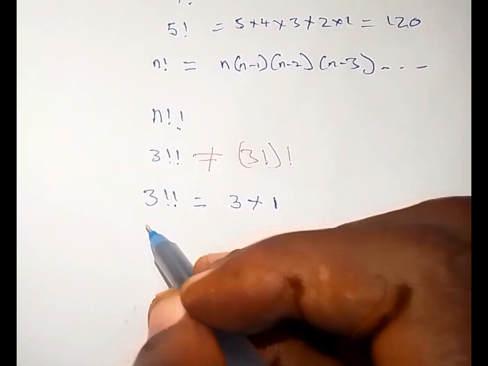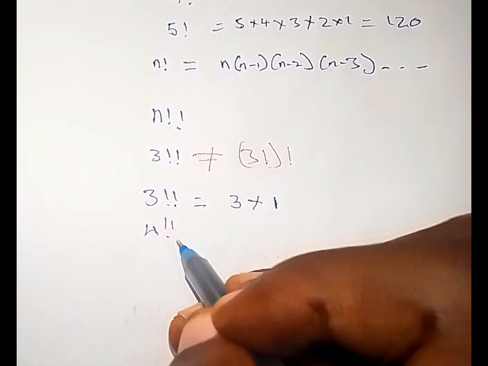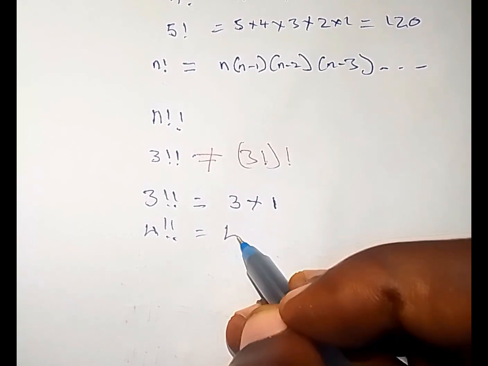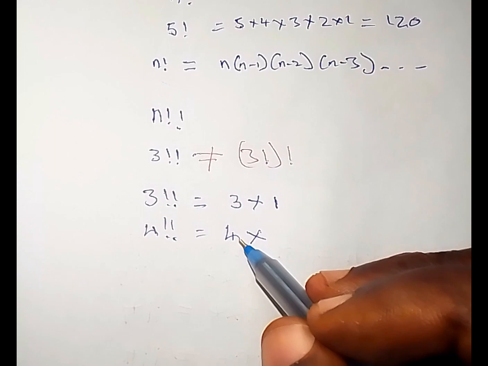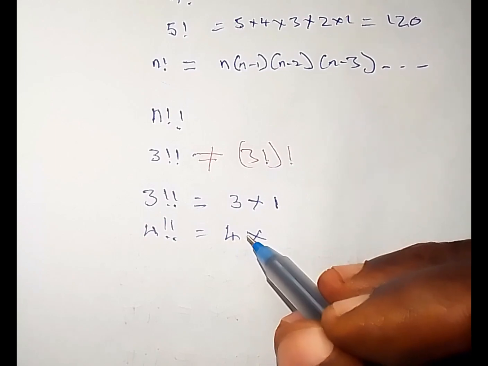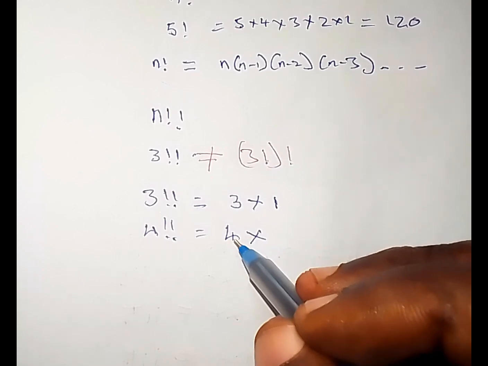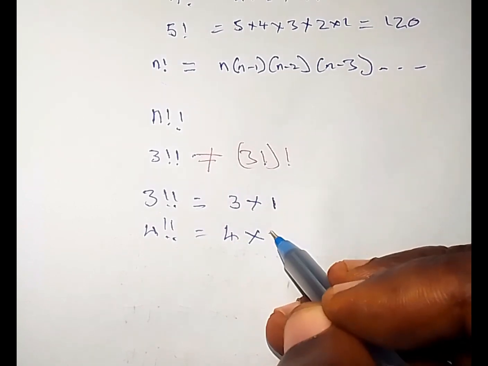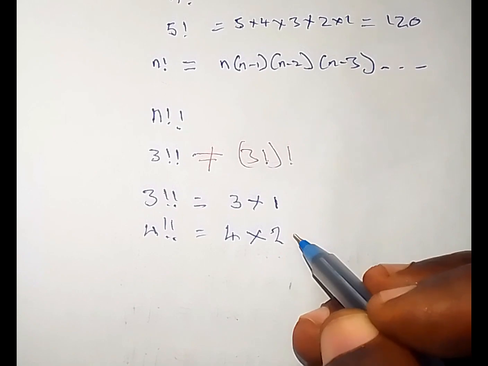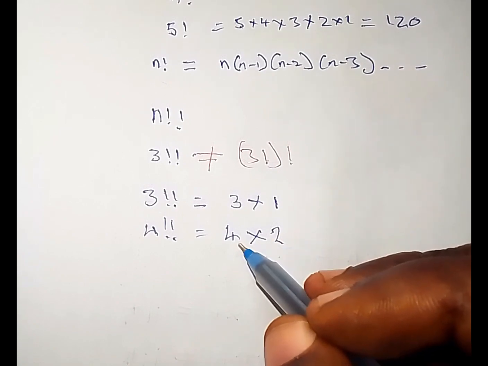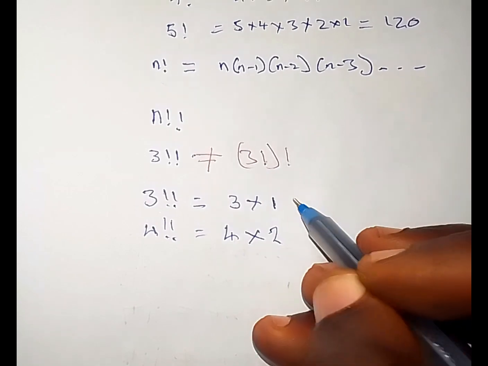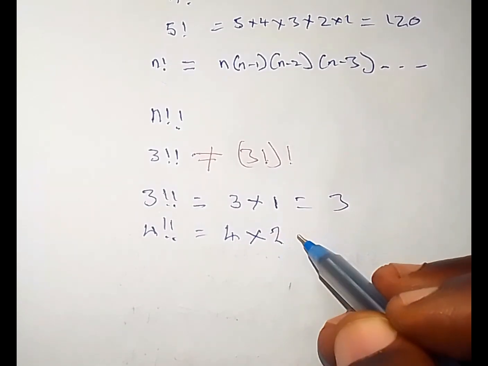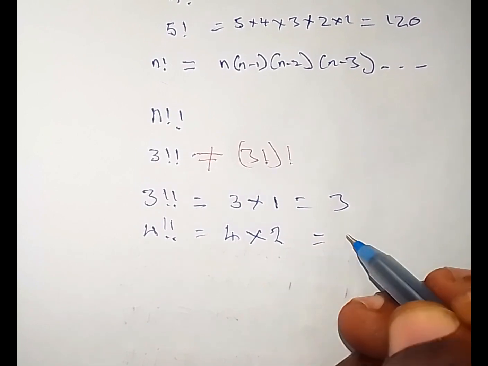4 double factorial is the same thing as 4 then multiplied by the next. This one is an even number, so it's going to be the multiplication of all even numbers from 4 down to 1. The next even number is going to be 2. That is, these are all the even numbers between 4 and 1. So this is the meaning of this. 3 double factorial is the same as 3 times 1, which is the same thing as 3. Then this one, 4 double factorial, is 4 times 2, which is 8.